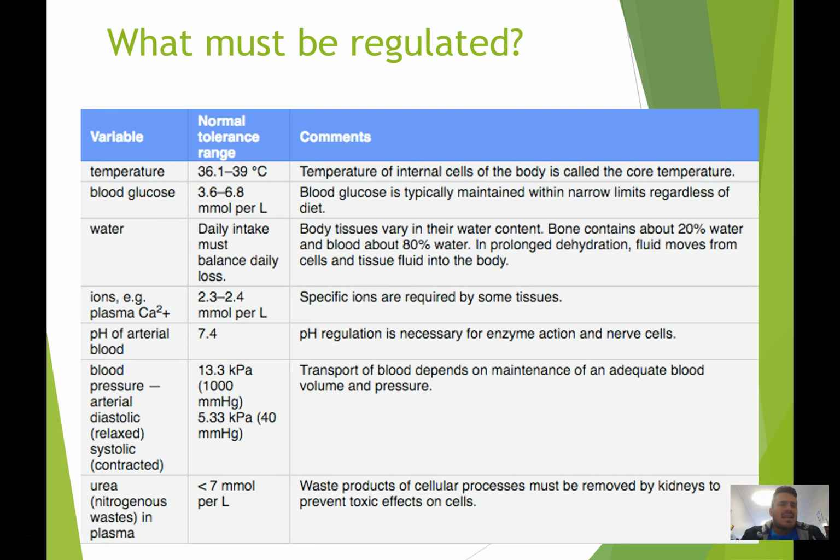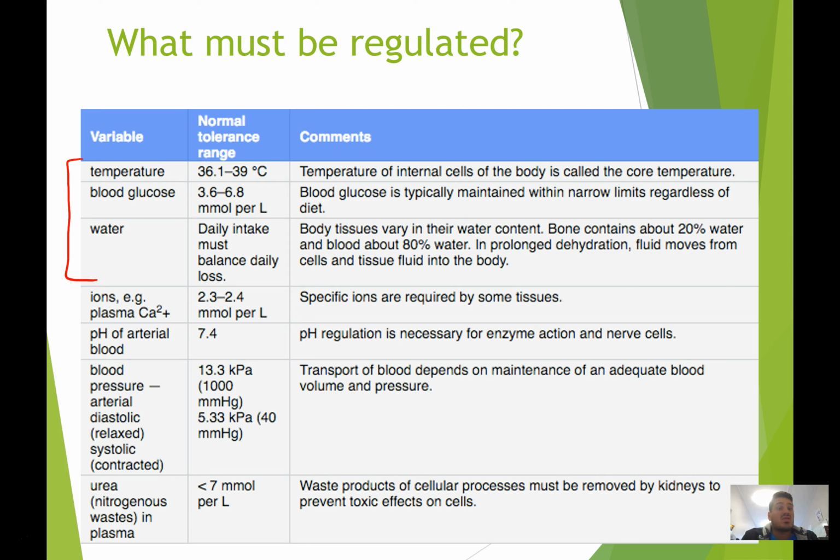So what are things that need to be regulated? These top three, temperature, blood glucose, and water, are the ones you guys have to know about. For example, temperature: we want a temperature of about 37 degrees Celsius, not anything high like 39. It's probably, we're starting to talk about fevers then. Colder, we're going to be talking about hypothermia. Okay, we need to regulate this temperature.